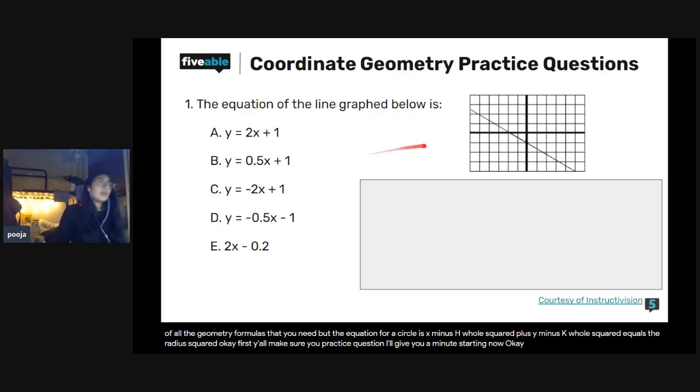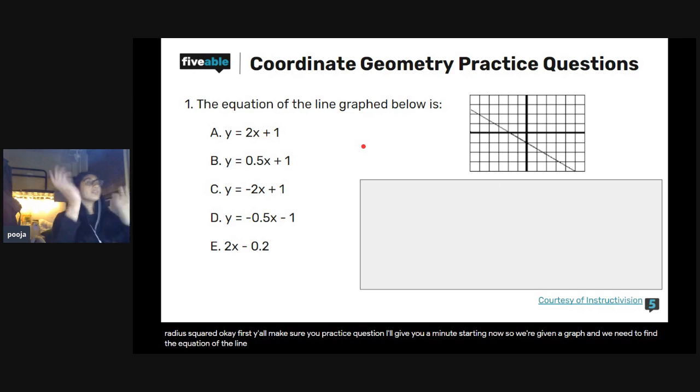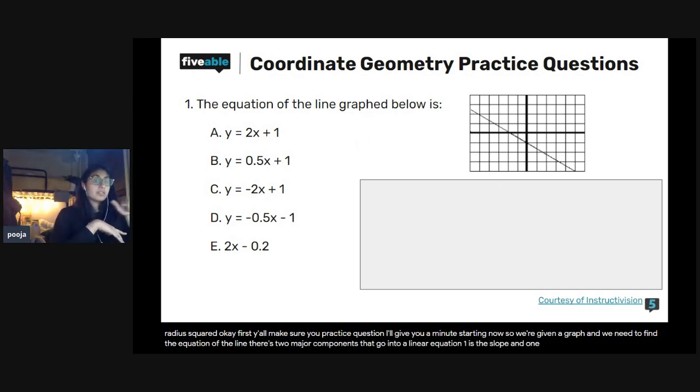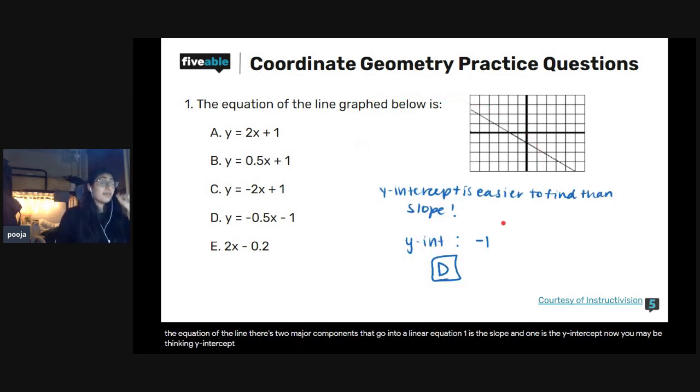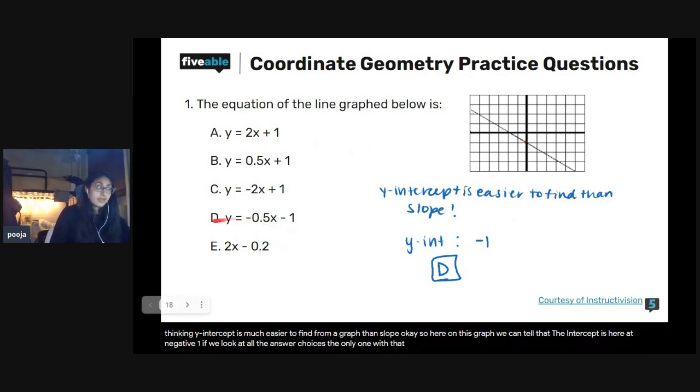Okay. So we're given a graph and we need to find the equation of the line. There's two major components that go into a linear equation. One is the slope and one is the y-intercept. Now, you may be thinking, y-intercept is much easier to find from a graph than slope. Okay? So here on this graph, we can tell that the intercept is here at -1. If we look at all the answer choices, the only one with that is D. If you want to confirm it, you can tell that the line going this way means that the slope has to be negative. So that further confirms it.